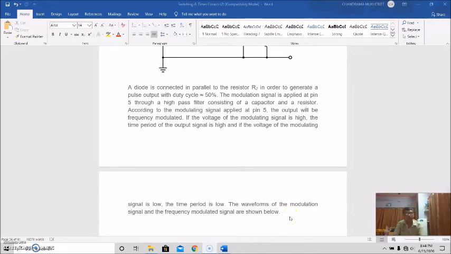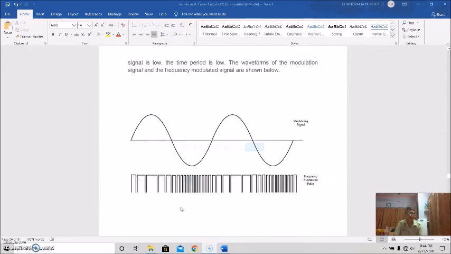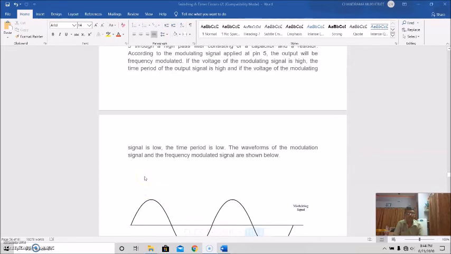The waveforms of the modulating signal and the frequency modulated signal will be accordingly like this. See, this is the modulating signal, and this is the frequency modulated pulse. So depending on the signal magnitude, this is the modulated signal.